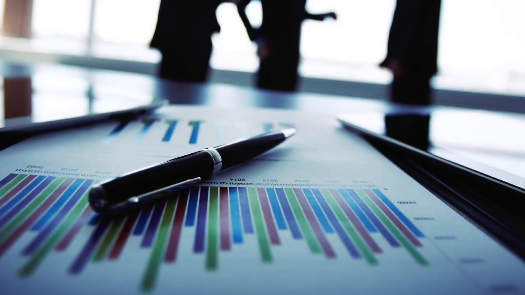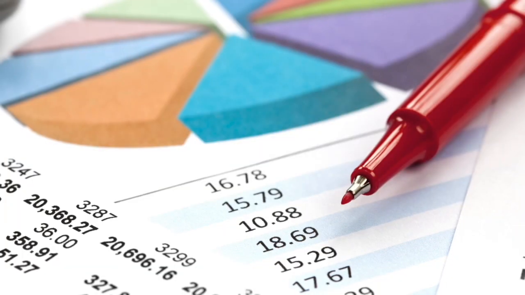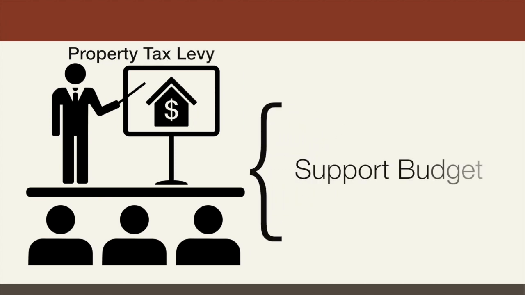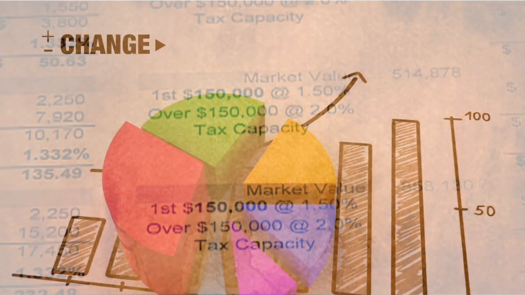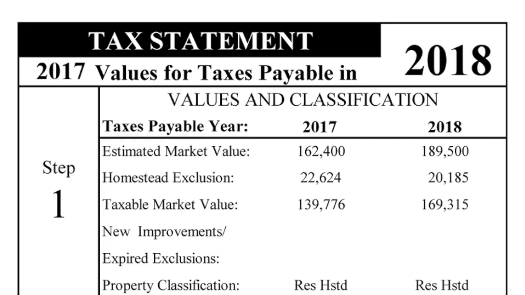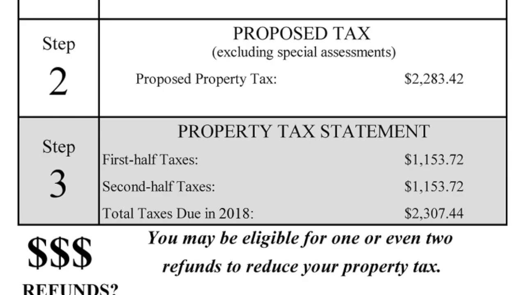Every year, each of those taxing authorities sets a budget for the upcoming year, and they determine how much property tax levy will be necessary to support that budget. A change in any of those city, county, or school district budgets and levies could impact your property taxes.